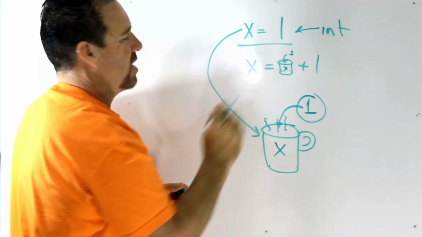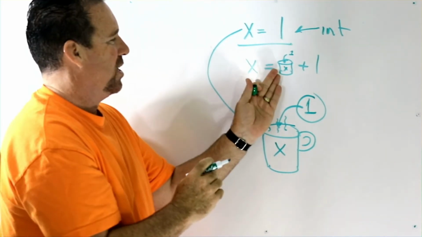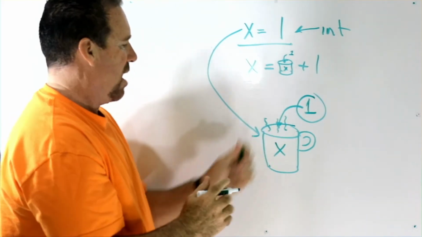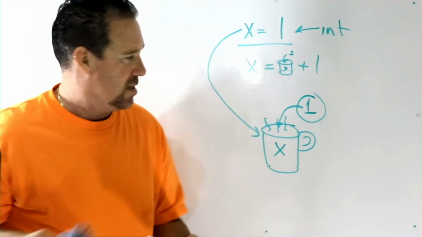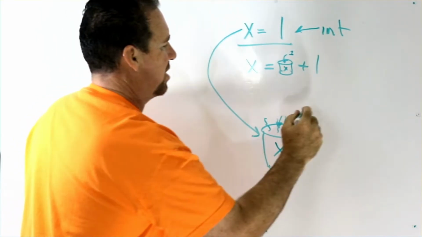Can you guys see that? Is that too far away? Yeah, okay, that's a 1. So it's really just saying 1 plus 1. So now in that cup is not 1. In that cup now is 2.